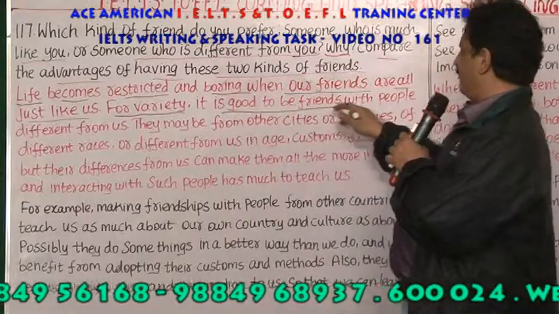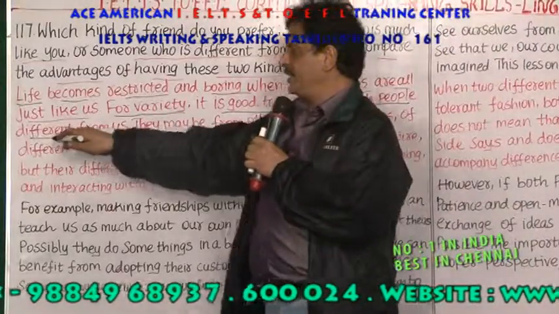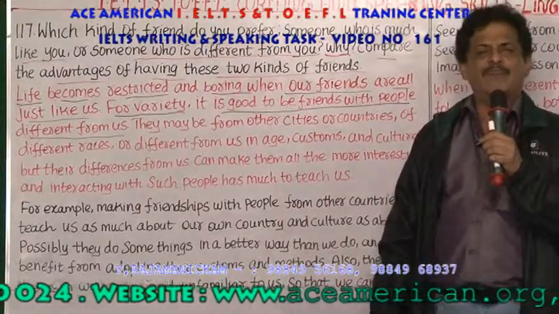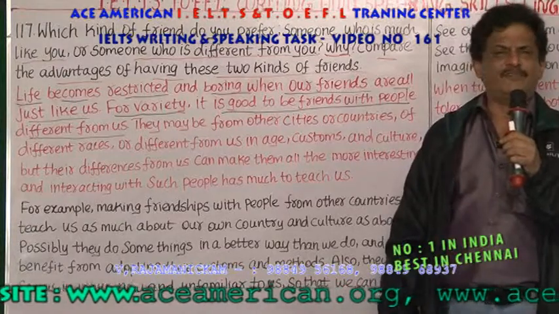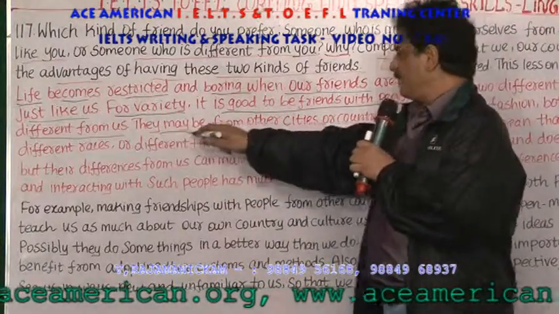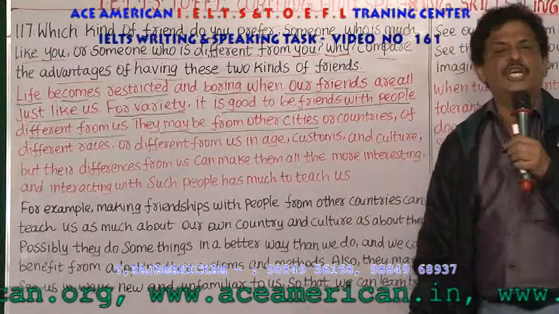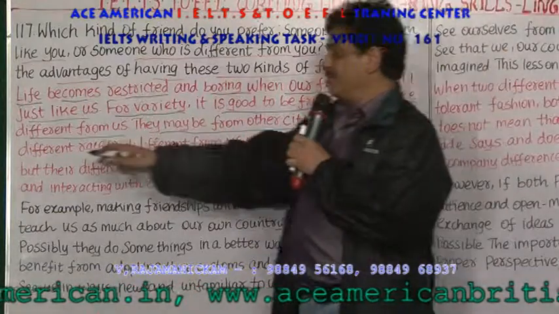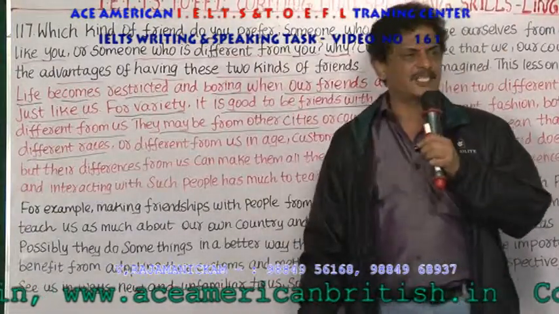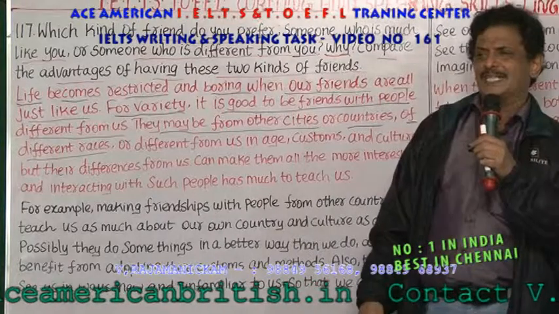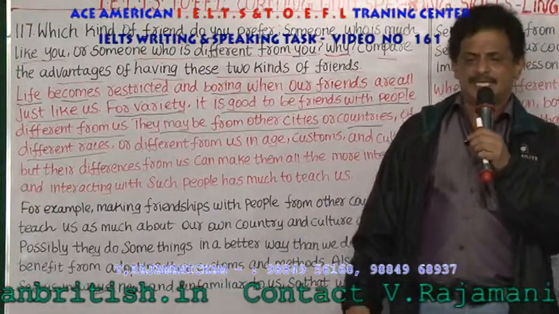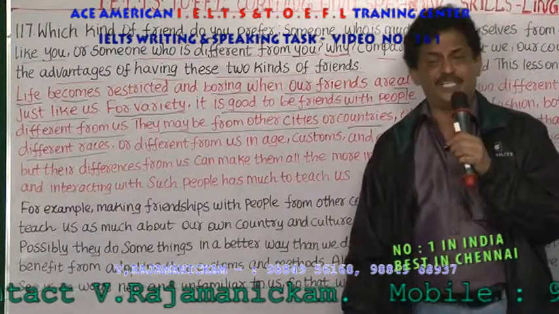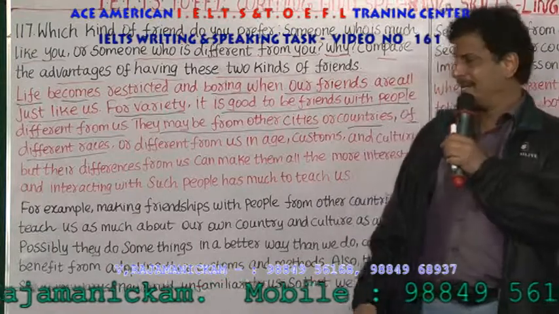It is good to be friends with people who are different from us. So the writer says it will always be good to have friends who are completely different from us. They may be from other cities. You may be from Chennai, he may be from Mumbai or Calcutta, or from countries of different races. What do you mean by races? You may be a brown Indian, he may be Chinese, or she may be Japanese, or another person may be a white from Britain, or a red from America.